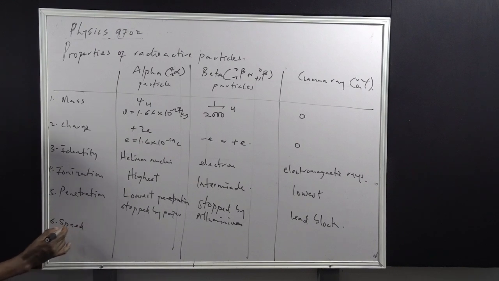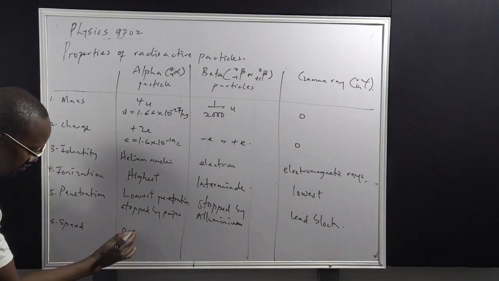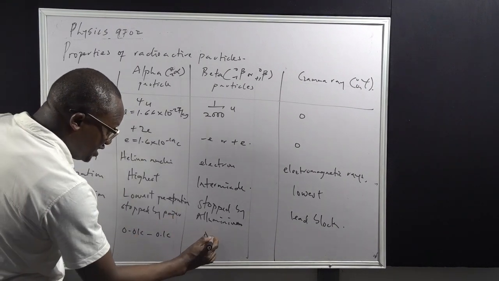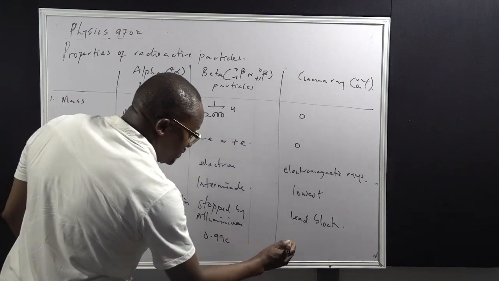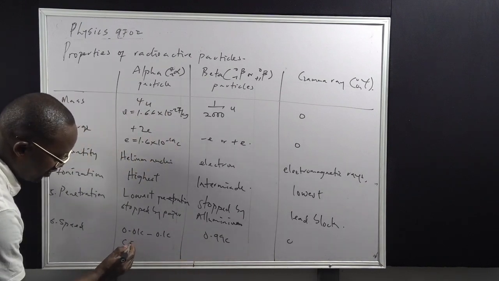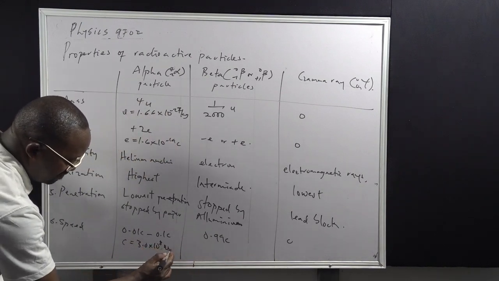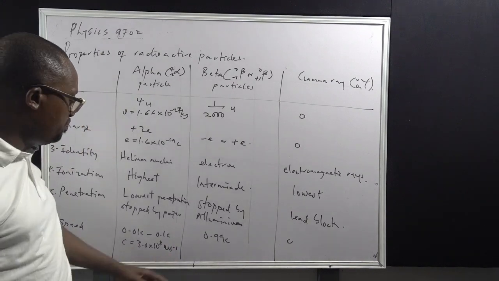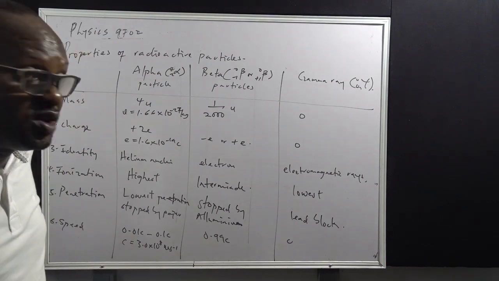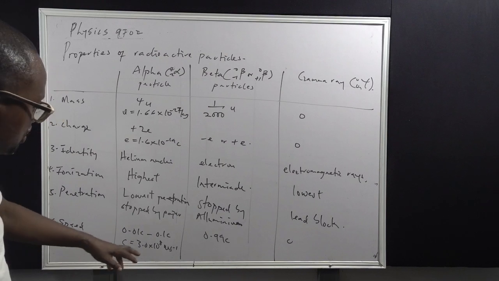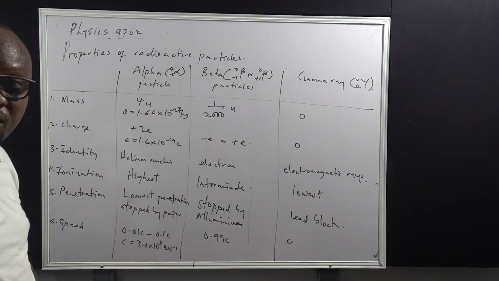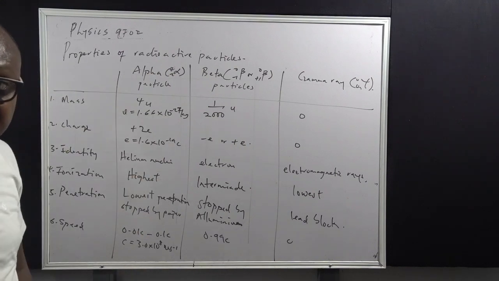Then speed. Speed of alpha varies from like 0.01 c to 0.1 c of the speed of light. While speed of beta is 0.99 of the speed of light. While speed of gamma is the speed of light. So speed of light, don't forget, is 3.0 times 10 power 8 meters per second. And don't say that 0.99 of the speed of light is approximately equal to speed of light. No. Because speed of light is 3.0 times 10 power 8, and 0.1 of this value is 3.0 times 10 power 7.